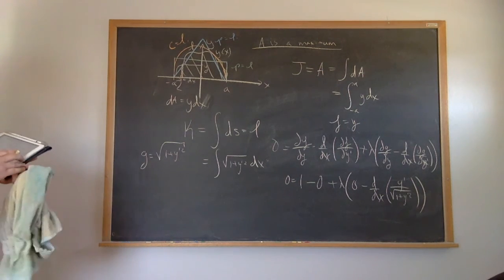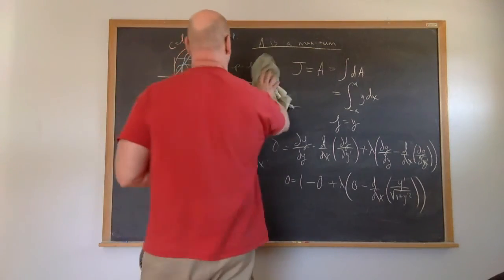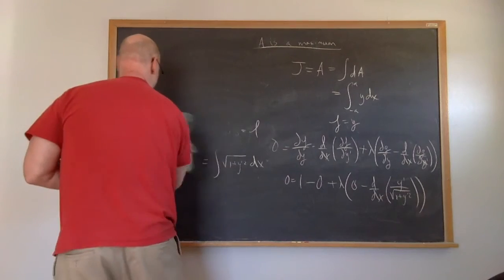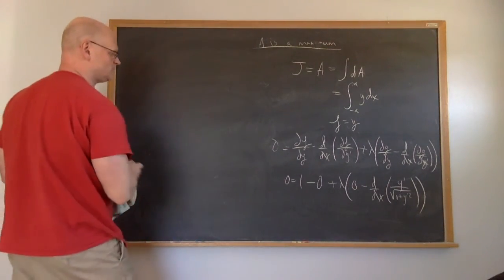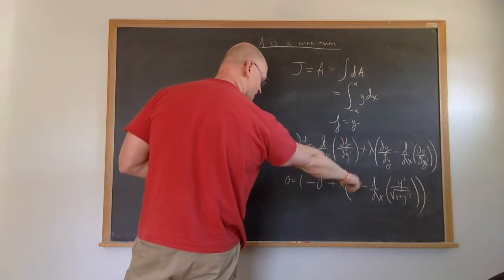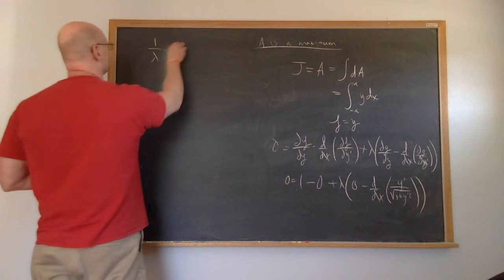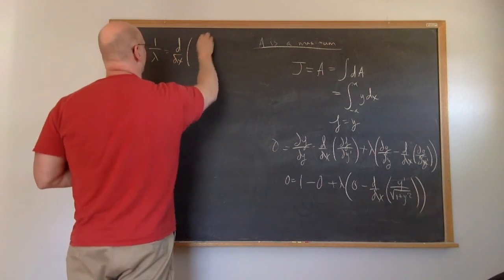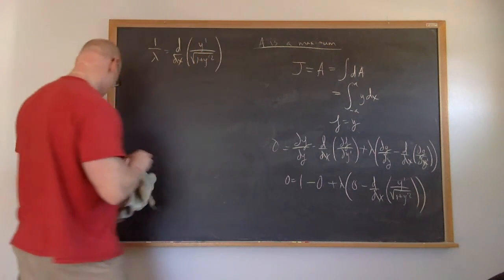So let's separate and rewrite. This has a negative sign overall. I'm going to bring that to the other side and divide by lambda. So I get 1 over lambda equal to d dx of y prime divided by the square root of 1 plus y prime squared.